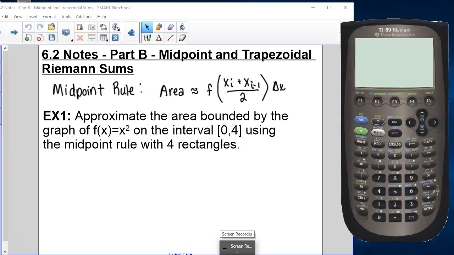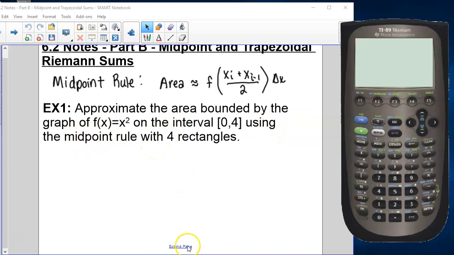Alright, so today we're going to talk about the midpoint and the trapezoidal Riemann sums. So, the first question says approximate the area bounded by the graph of f of x equals x squared on the interval from 0 to 4 using the midpoint rule with 4 rectangles.